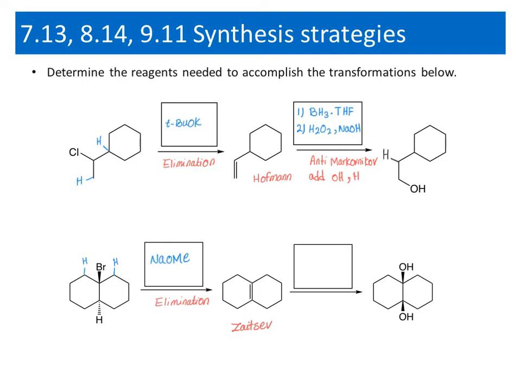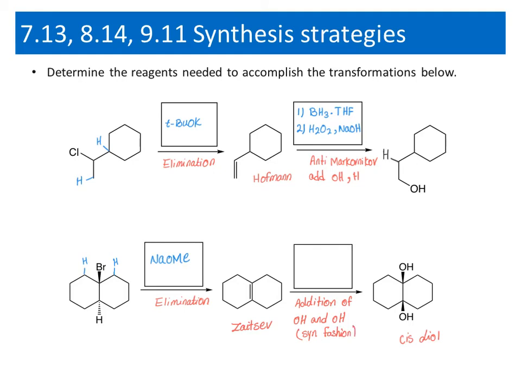Now in the second step, I have an alkene which is converted to the diol. So I added two OH groups across the double bond in a syn fashion. So I have a cis diol here. So we have addition of two OH groups across the double bond. Okay, it's a syn fashion process.